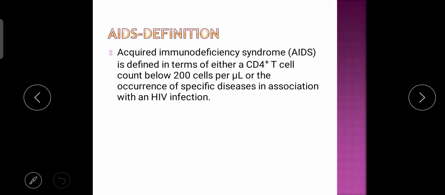Next is the definition of AIDS. Acquired immunodeficiency syndrome is defined in terms of either a CD4 T cell count below 200 cells per microliter, or the occurrence of specific diseases in association with an HIV infection.